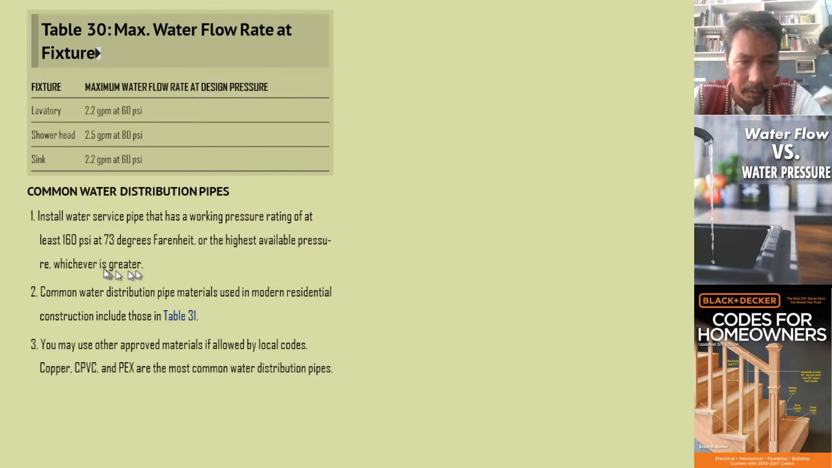Then, while I am opening it, let us go to number two. The only thing that we need to remember in number one is the service pipe. This is what we call service pipe. This is not the pressure of the water, but the capacity of the pipe. 160 is the capacity of the pipe. Take note, 80 is the maximum. The capacity of the pipe is double, so the pipe will not burst because it is sufficient in capacity at 73 degrees Fahrenheit, or the highest available pressure, whichever is greater. Number two, common water distribution pipe materials used in modern residential construction. Number three, you may use other approved materials if allowed by local codes. What are those? Copper, CPVC, PEX are the most common water distribution pipes.